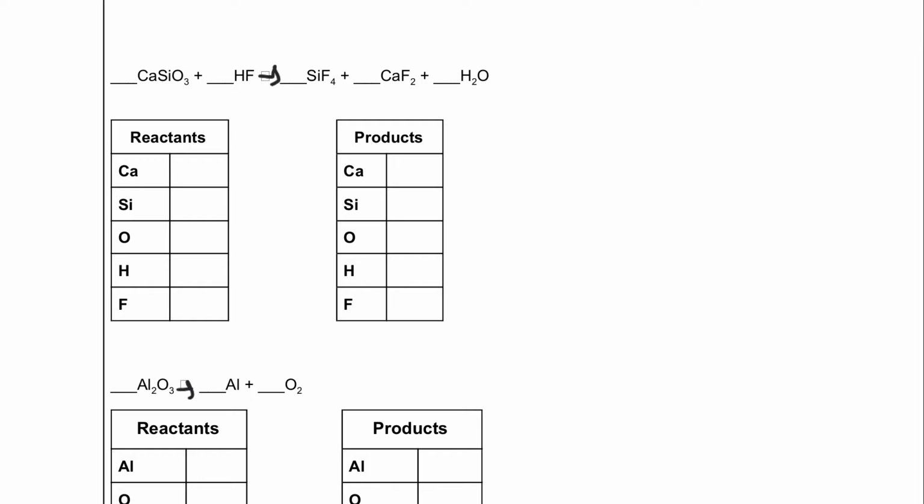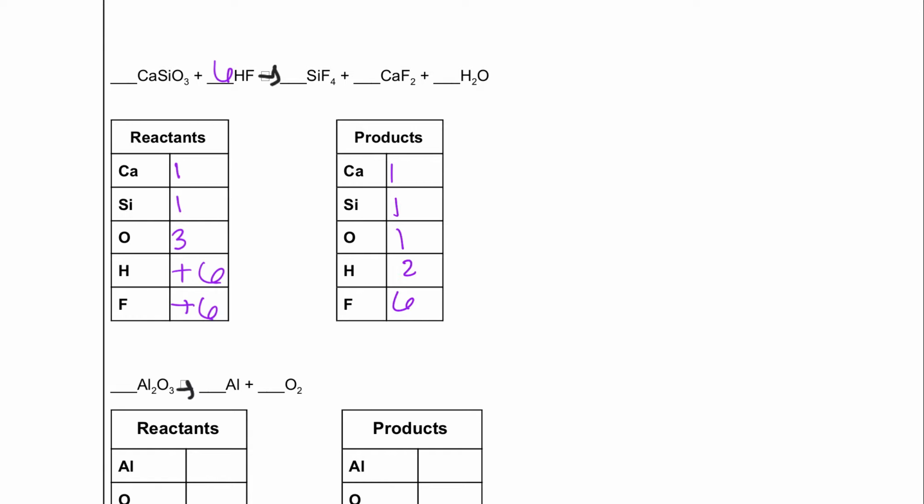With this next reaction, I'm going to fill in my tables first. So I've noticed that my fluorines are not balanced, my hydrogens aren't, and my oxygens aren't. So I'm going to save my hydrogens and oxygens till last. My fluorines, I have 6 fluorines on the product side, but I only have 1 on the reactant side, so I need to put a 6 here. And that changes my number of fluorines, and it also changes my number of hydrogens to 6.